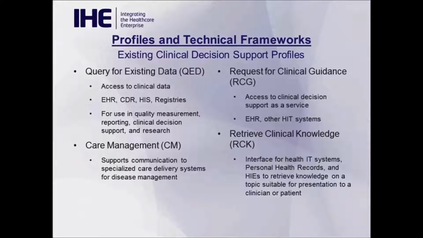So decision support profiles. We have query for existing data, which is based on HL7v3 messaging, and it's a point-to-point profile, so one system to another. For example, one ambulatory system would send a query to another ambulatory system, and it would say, give me your medications, and then that system would respond with a list of medications for that particular patient. And it's intended to tie into a larger decision support type of clinical workflow that the provider might have in place in their system. Care management and request for clinical guidance. These two can be tied together, but they don't necessarily have to be.